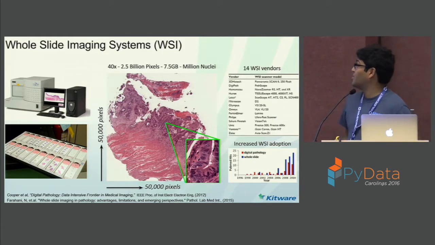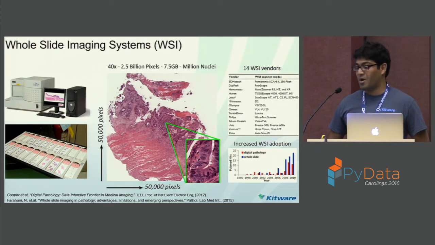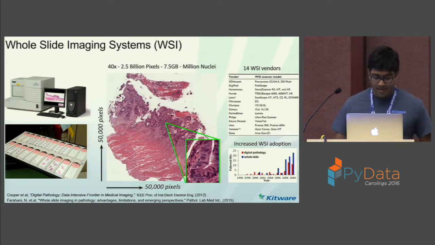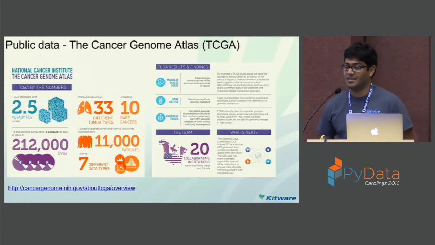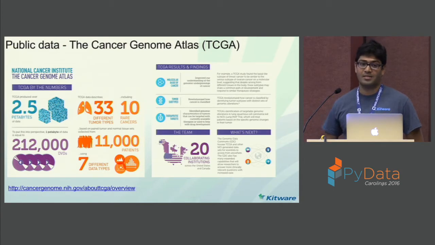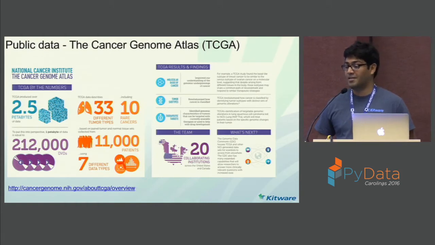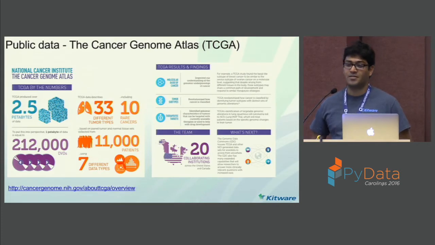And there are over 10 whole slide imaging system vendors right now, and if you look at the PubMed trends, there is an increased interest in whole slide imaging currently. And one of the biggest public data resources for this is the Cancer Genome Atlas that is spearheaded by the National Institutes of Health. This contains data for 33 different types of cancers from 11,000 patients, and it contains 7 different kinds of data, and that's all in all about 2.5 petabytes of data, and there are lots of studies that are going on based on this data.